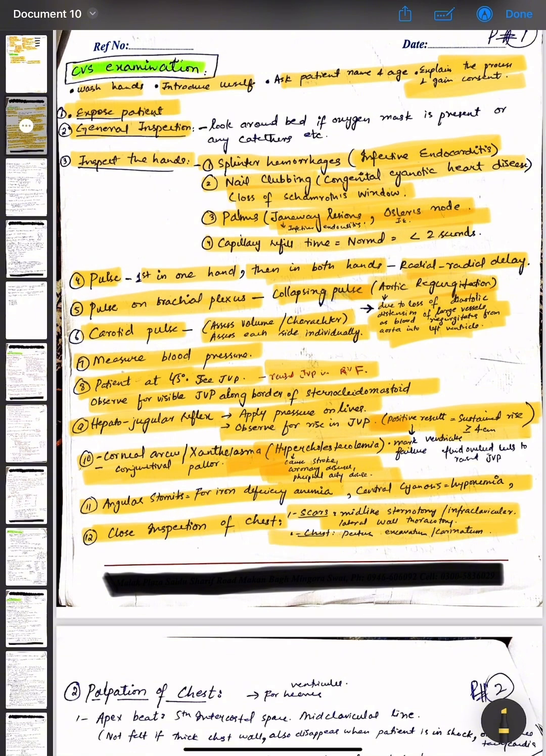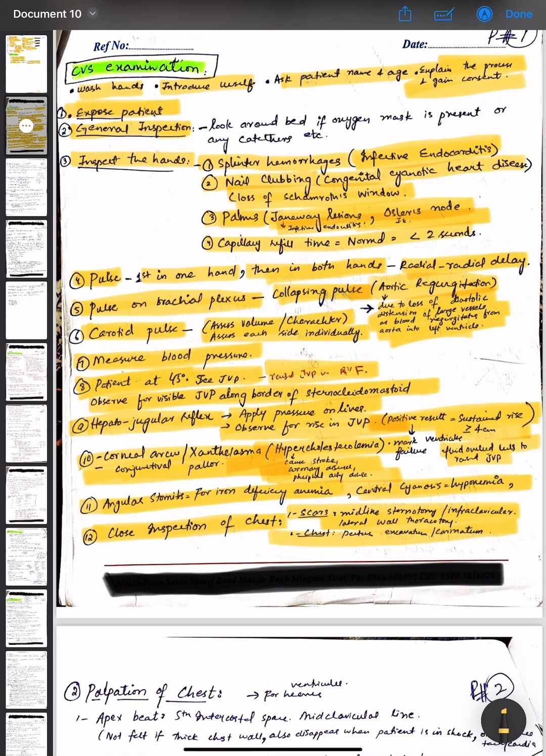Then we will put the patient at a 45 degree angle and look for the JVP. If the JVP is raised, then it shows right ventricular failure. Observe for visible JVP along the border of the sternocleidomastoid. The hepatojugular reflex is checked, that is, pressure is applied on the liver and then we observe the JVP. If the result is positive, that is, the sustained rise is equal to or greater than 4 centimeters, then it shows ventricular failure, and fluid overload leads to a raised JVP.